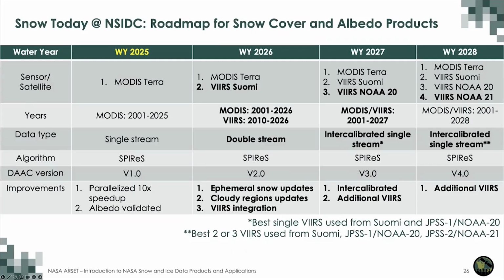There's a 50-minute difference between two of the VIIRS sensors, which allows us to perhaps see between clouds as clouds pass by. Also, in addition to the SPIRES algorithm, the National Snow and Ice Data Center is working on a near real-time gap-filled MOD-SCAG MOD-DRFS product, which may come back online in 2026.